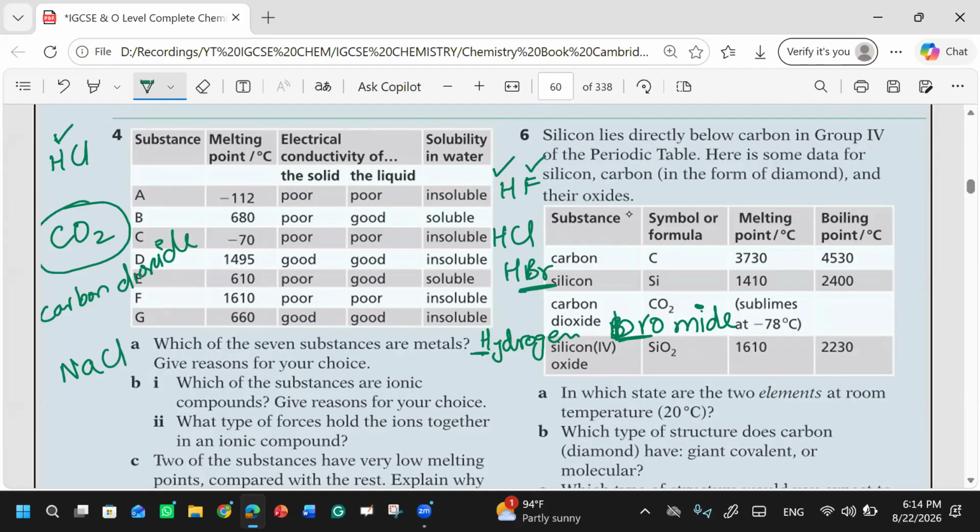In sodium chloride, which element will be given the first name? Sodium, Na. Why? Because sodium comes first in the group. Yeah, in this we see that when you have a metal and a non-metal, we always write the name of the metal first.